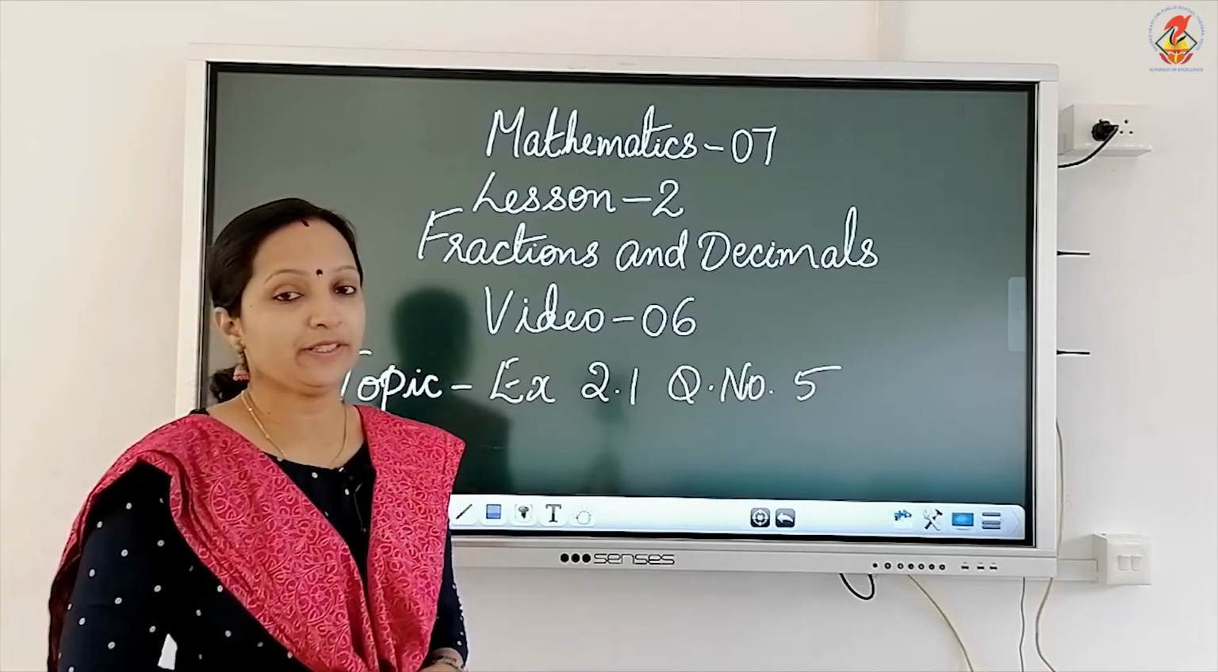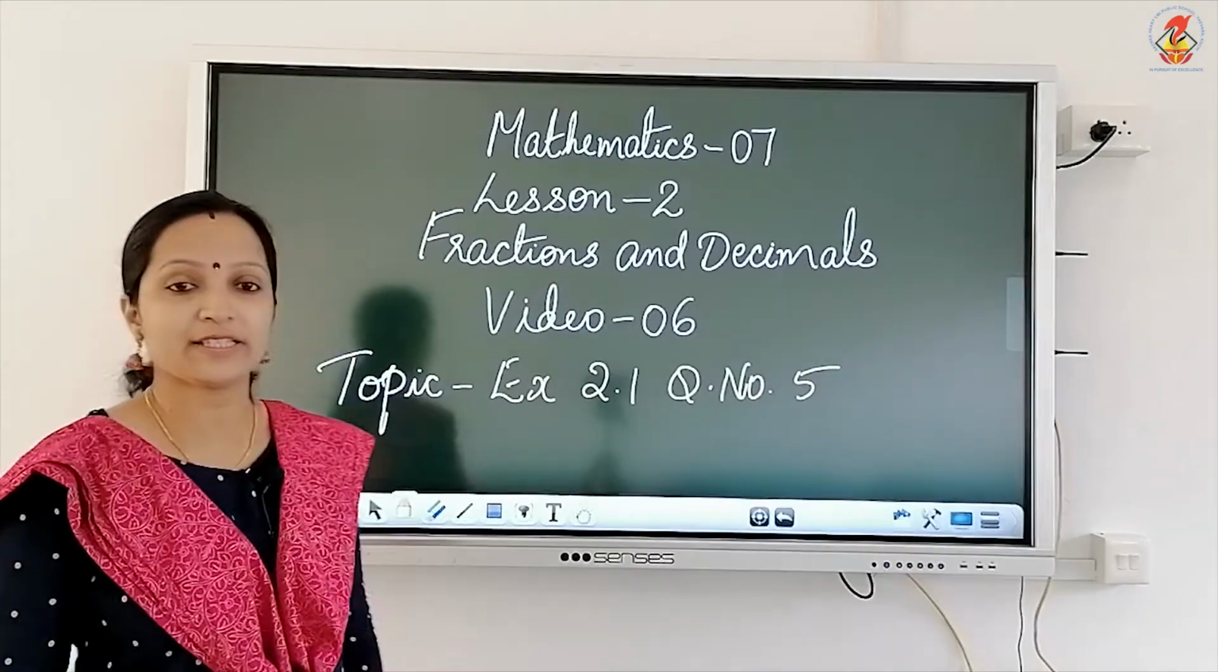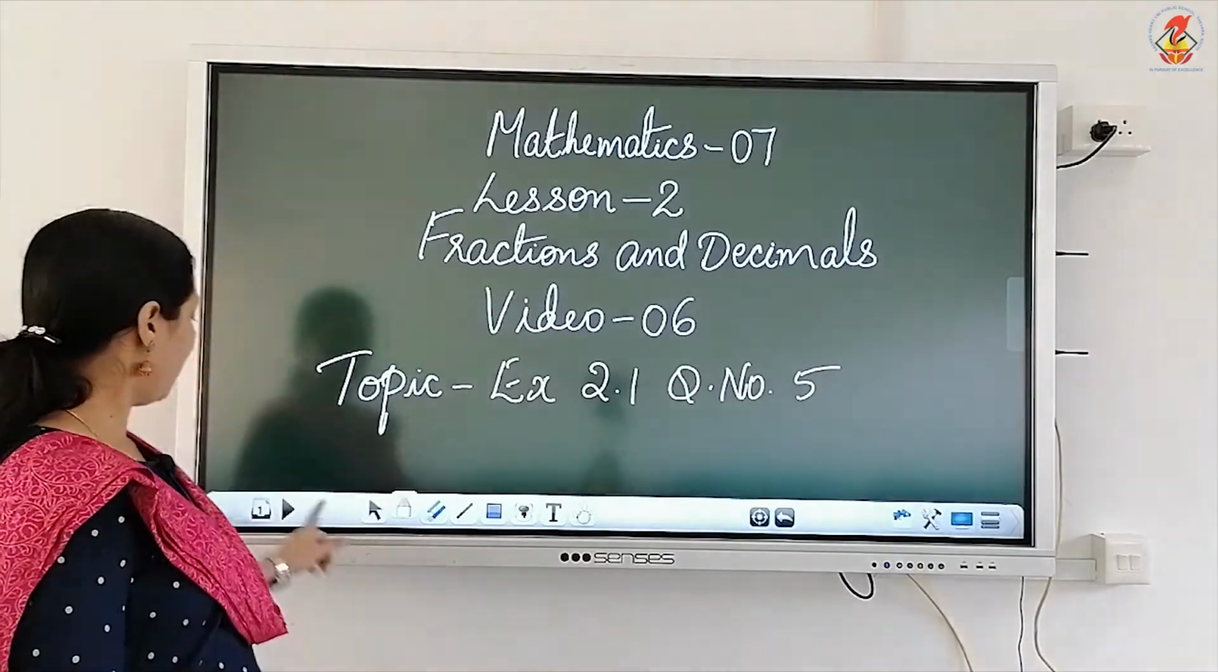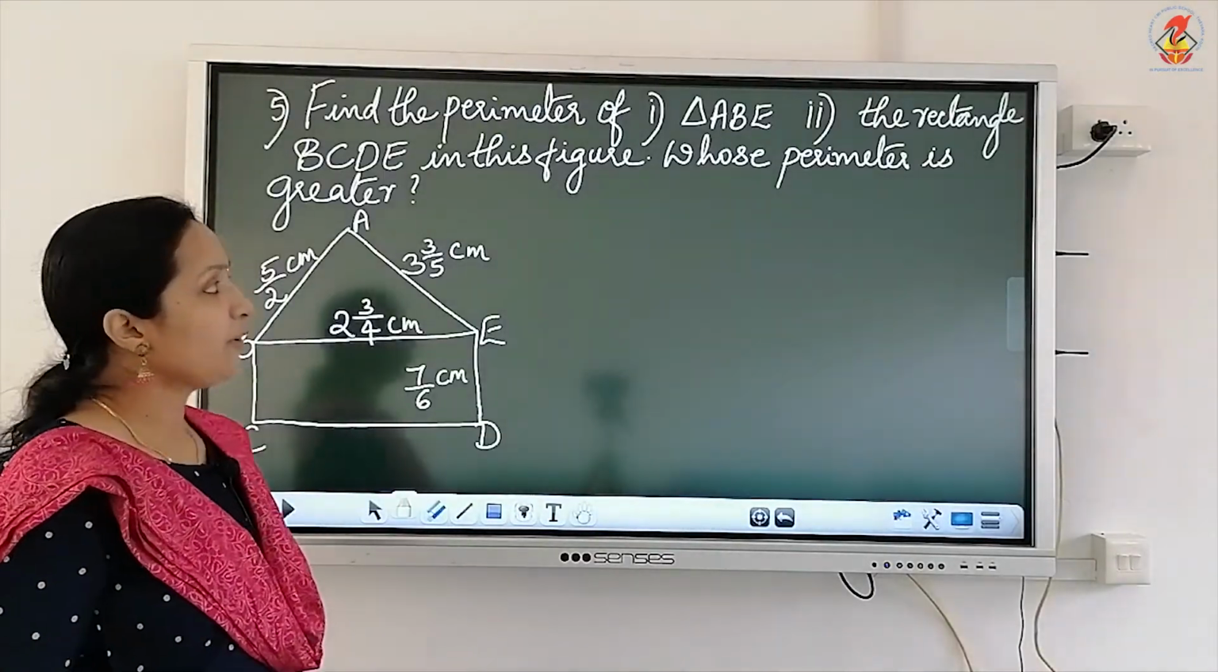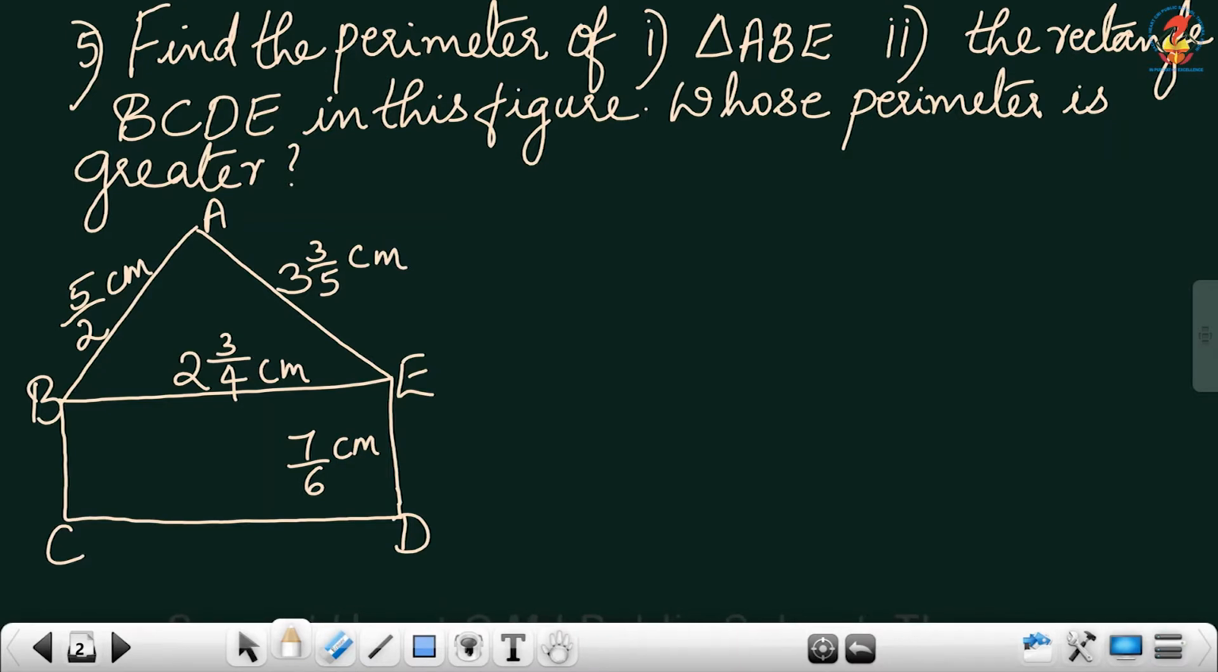In this video, we will discuss question number 5 of exercise 2.1. Now, read the question. Find the perimeter of triangle ABE and we have to find the perimeter of the rectangle BCDE in this given figure. And one more question is there, whose perimeter is greater?